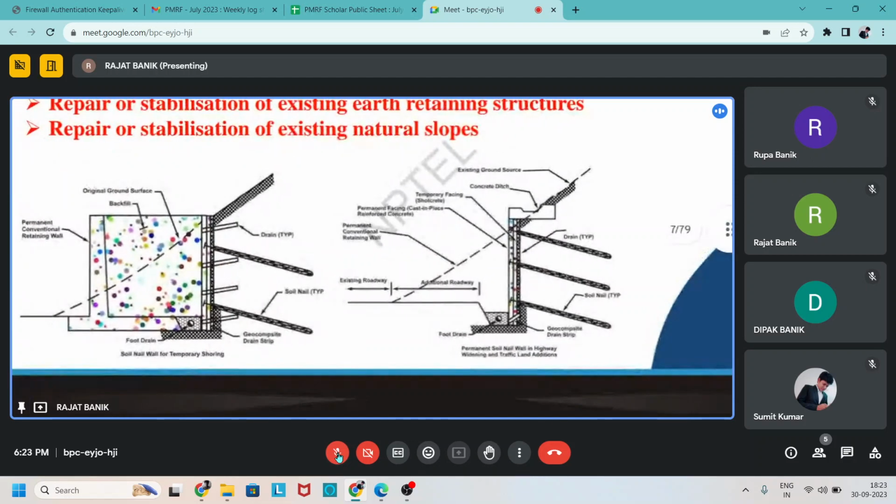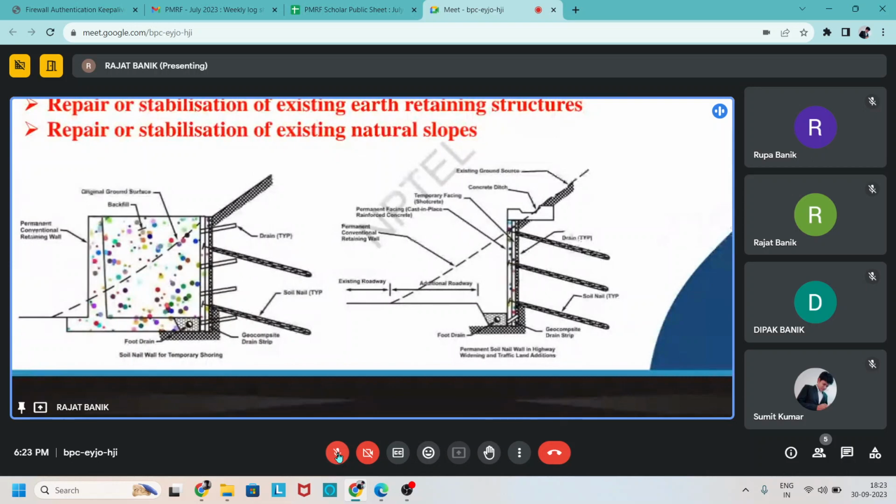We use this on a permanent basis to widen our existing road. So if we see the second figure, the original slope is in dashed lines. So we can remove this original slope by inclusion of soil nailing and widen our existing road, which is advantageous in hilly regions where road widening is otherwise not possible. So we apply this soil nailing and the existing road can be widened this way.